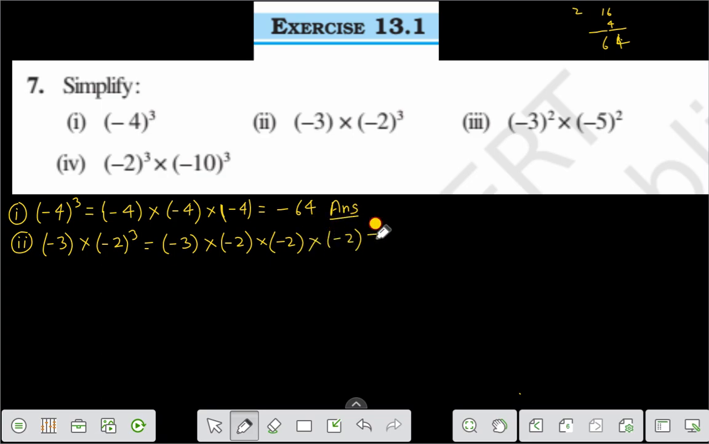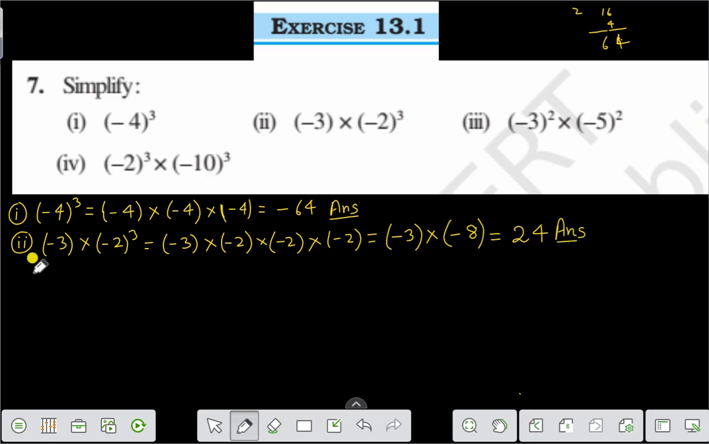Therefore, you will get minus 3, and this will be, you see, minus into minus is plus, plus into minus is minus. 2 4s are 8, minus 8. This is minus into minus is plus, and 3 8s are 24. Then the answer is 24 or plus 24. You can say 24 or plus 24, that is the same.